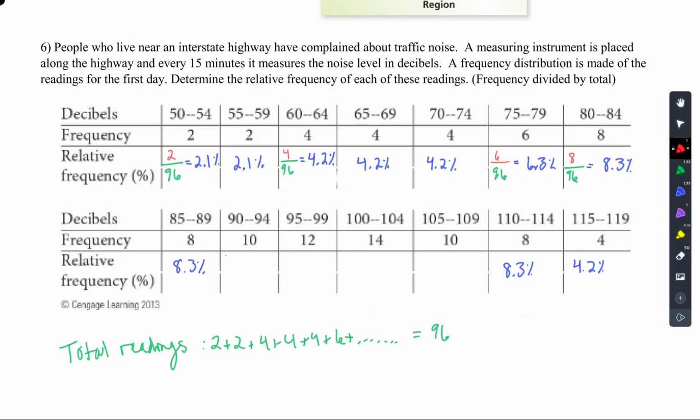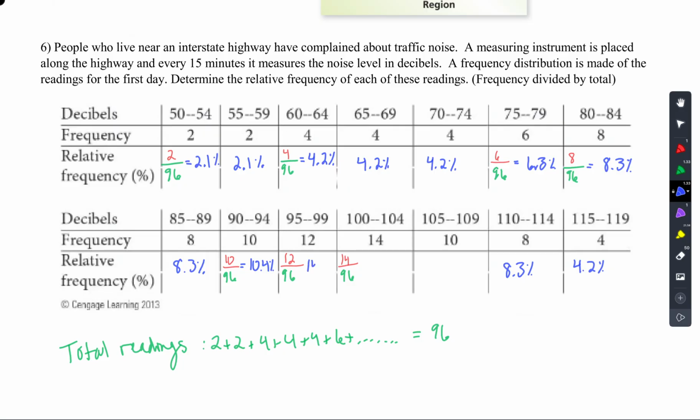That's all you're doing. 10 over 96, 12 over 96, 14 over 96, and then 10 I'll already figure out. It'd be nice if it was out of 100. Wouldn't that just be nice? Cut us a break, you know.